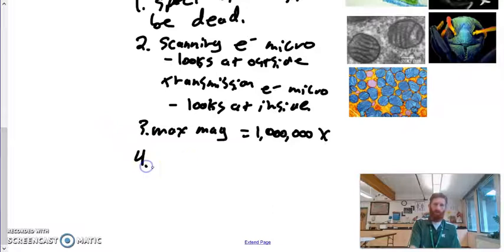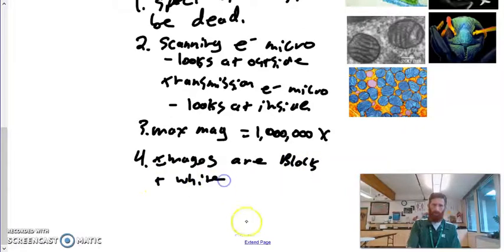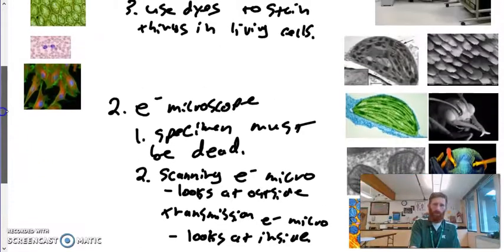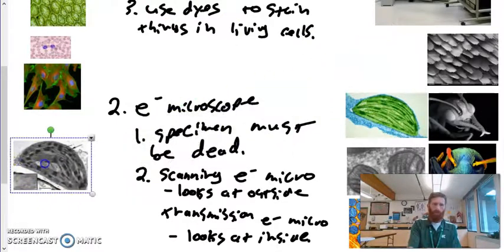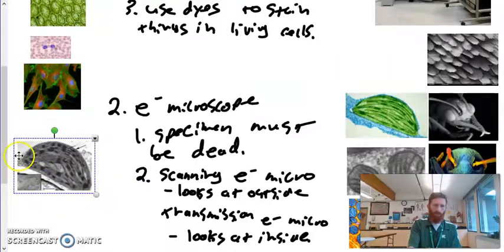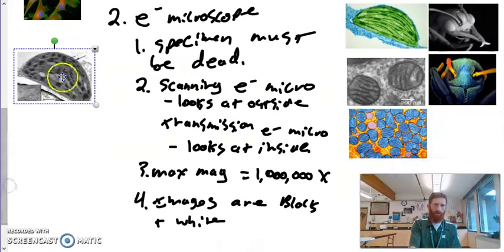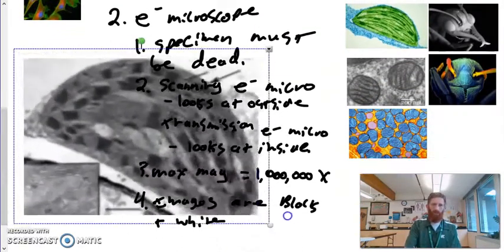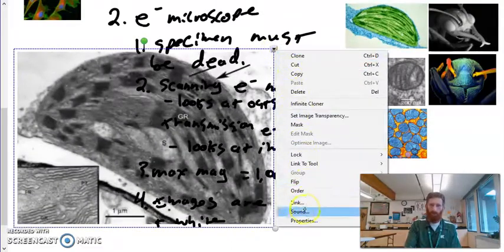And then number 4, this is different from the light microscope. Images are produced in black and white. Perfect. So looking at some images, here we go. This is actually very similar to our first slide that we saw with the light microscope.